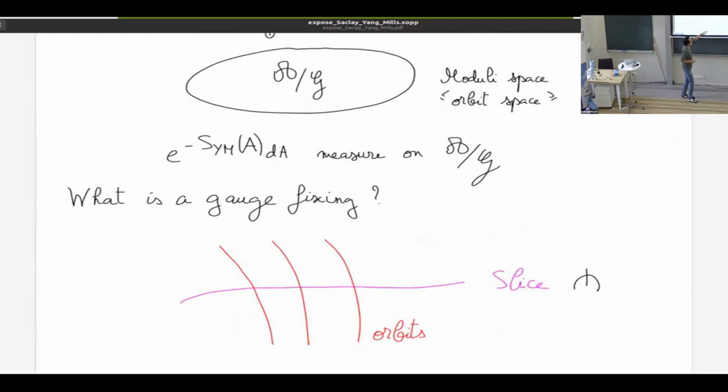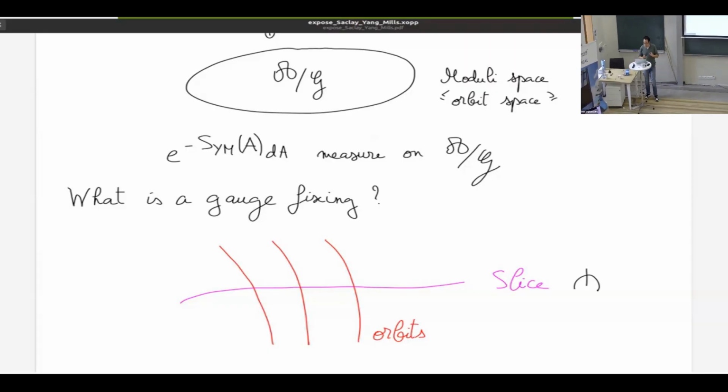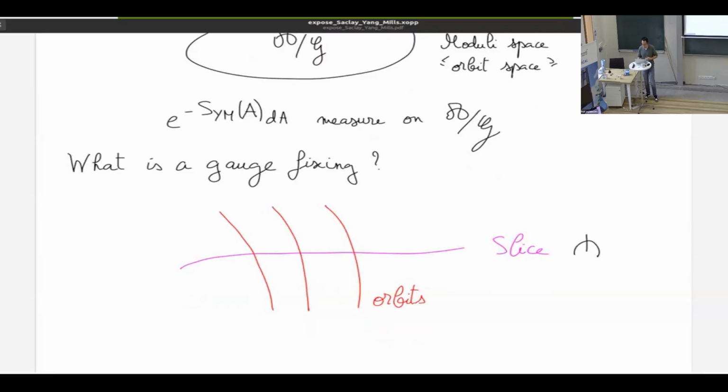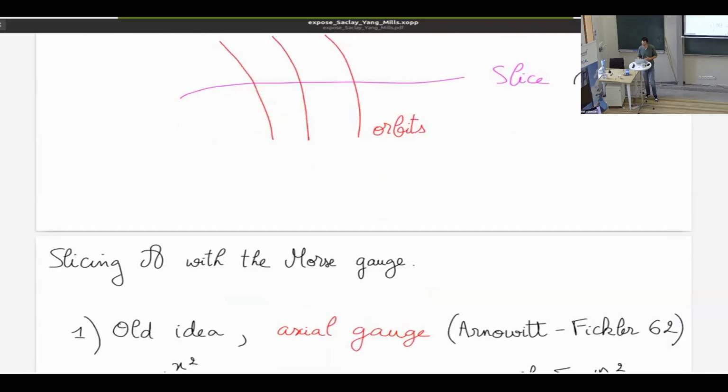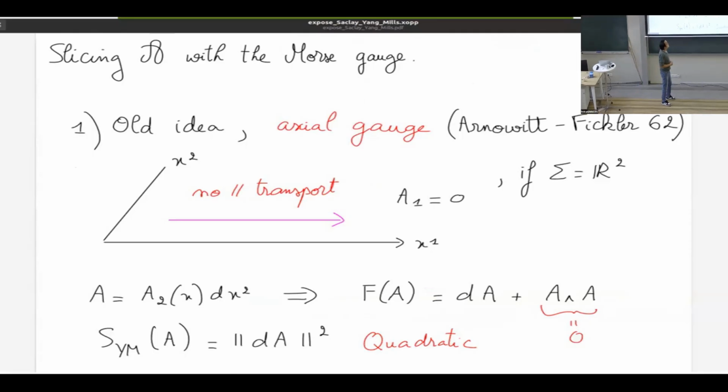What we are going to do is slice the space of connections, and try to construct a slice which is transverse to the orbits of the gauge group. Everything is contained in the way in which we slice the space of connections. So we introduce a new gauge. It's not really a new gauge, it's giving a new name to an old one. There is an old idea from physics that goes back to the 60s, which is called the axial gauge.